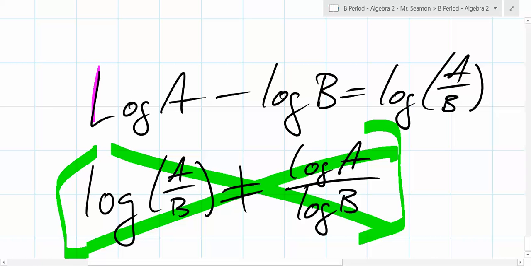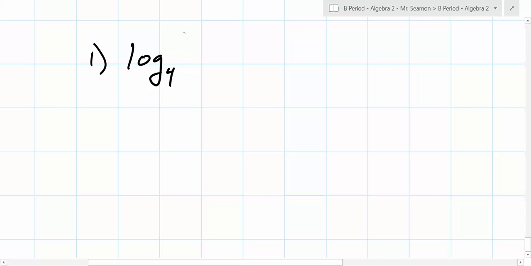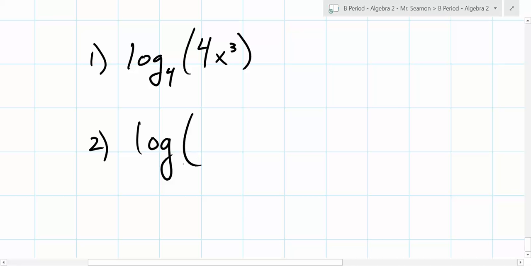So this is what I'd like you to do. Everybody stand up. Find a partner and a piece of the board. Can you do number 3? Sure. Simplify these as much as you can. Do those two.